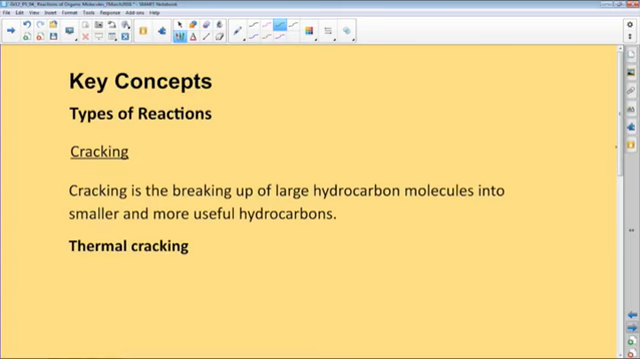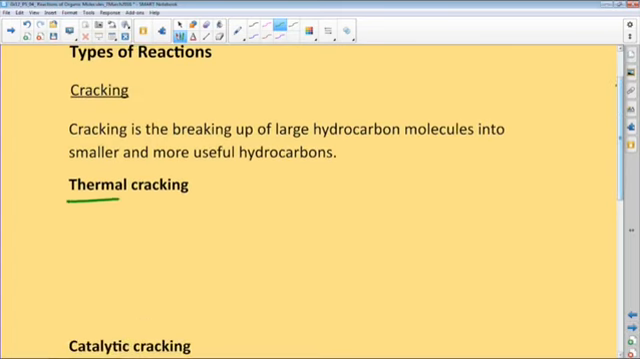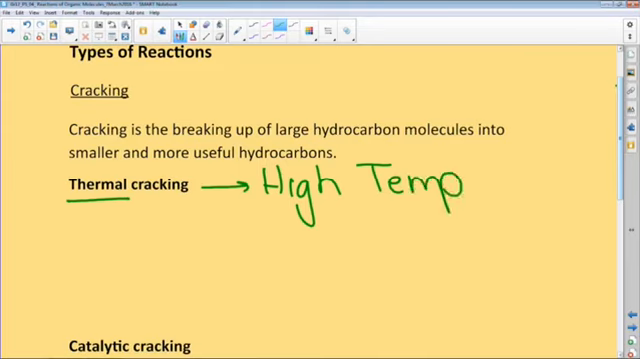The first way is by thermal cracking. And thermal cracking is exactly what it sounds like. Thermal means heat. So thermal cracking means that I put it under very high temperatures, okay, so we have it at a very high temperature. And we also use relatively high pressure.